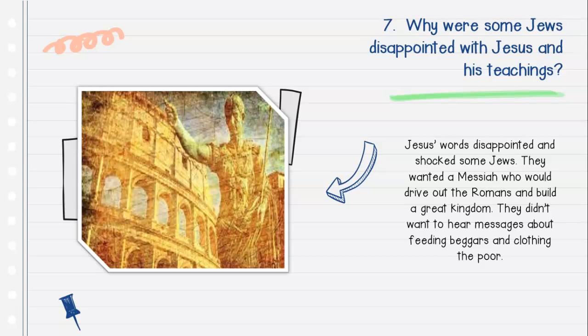Question number seven. Why were some Jews disappointed with Jesus and his teaching? Jesus' words disappointed and shocked some Jews. They wanted a Messiah who would drive out the Romans and build a great kingdom. They didn't want to hear messages about feeding beggars and clothing the poor.